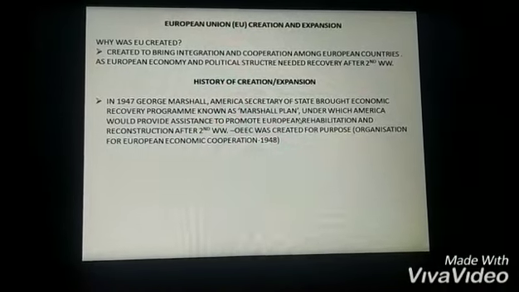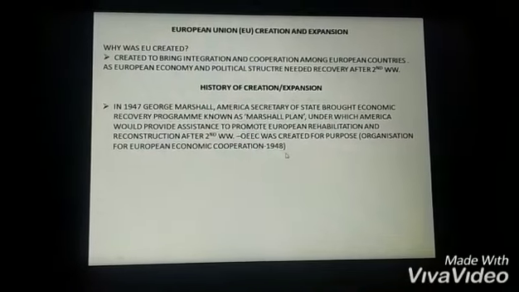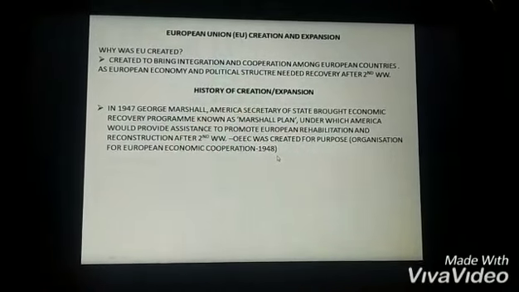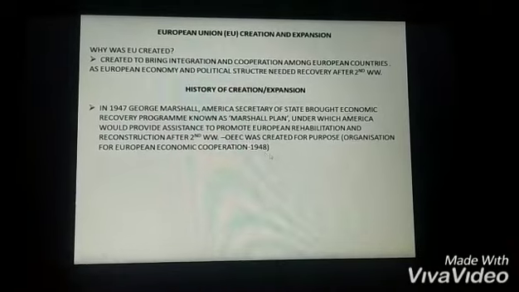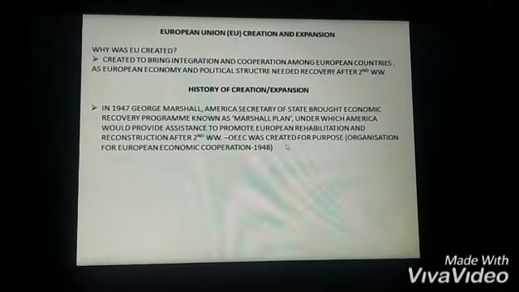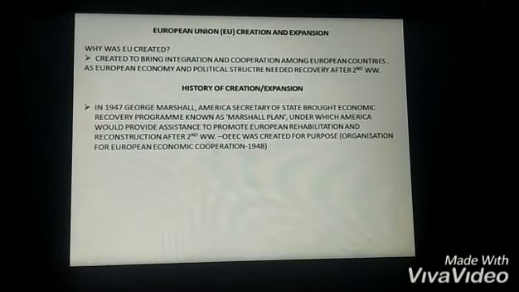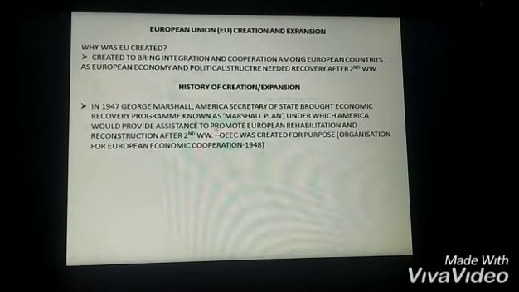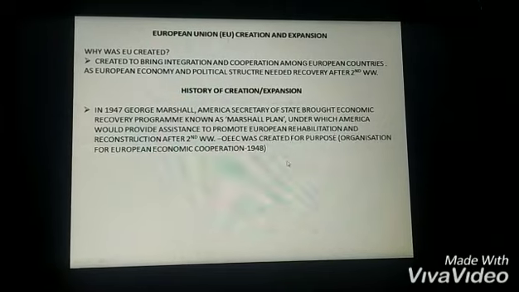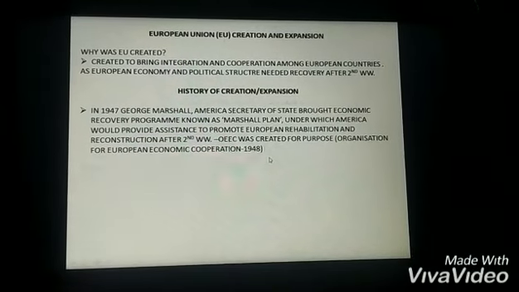So, that was the first step where the creation of European Union was taken up in 1948 by the creation of Organization for European Economic Cooperation under the Marshall Plan, by the Secretary of State of USA.